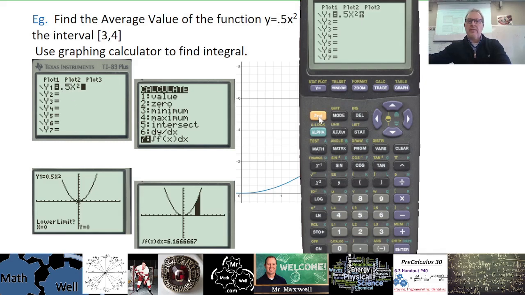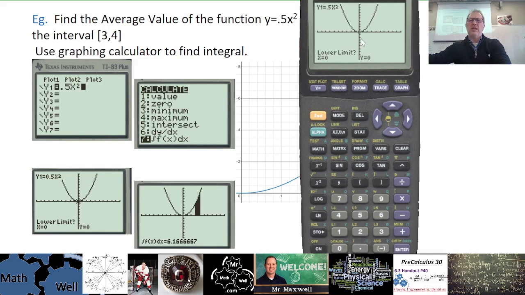Then we're going to do second function calculate. And number 7, you'll see there's an integral there. Have we done this before? Never. No? Okay. So number 7, you guys are going to love this. Okay, number 7. And it's going to show the graph. Now you can do this without graphing it first, but that just tends to be the easiest.